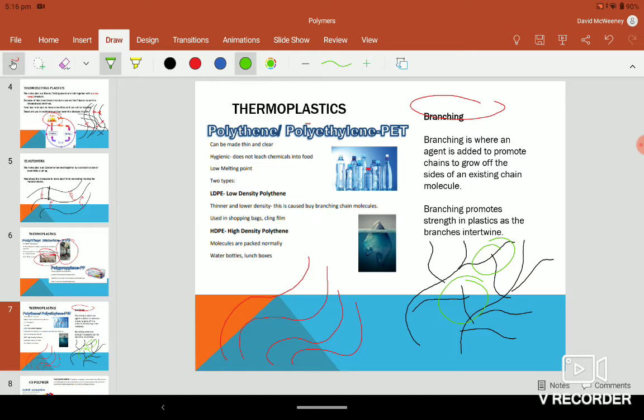Where they're intertwining promotes strength in the plastic, but it also allows them to be much lighter and much thinner, because look at the distance between the chain link molecules here in comparison to over here. So that's low density polyethylene. That's how we're able to make plastic bags and things like that, by branching. An agent needs to be added to promote these branches growing out of it, and the strength is promoted as the branches intertwine.